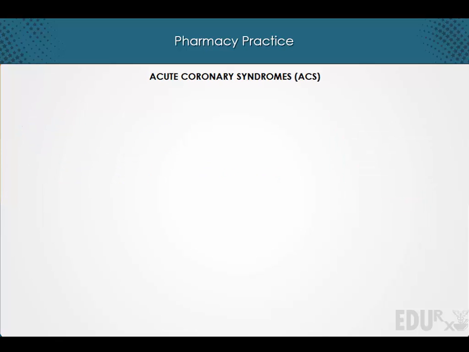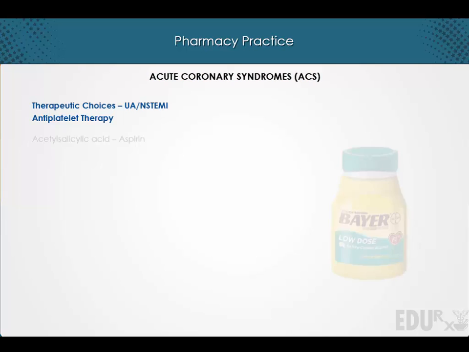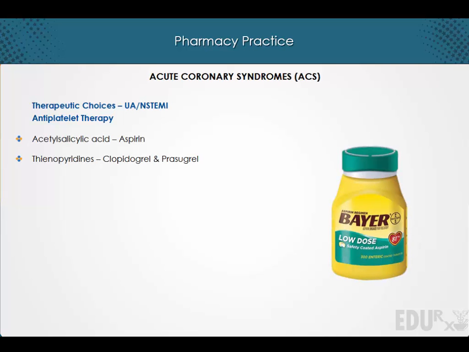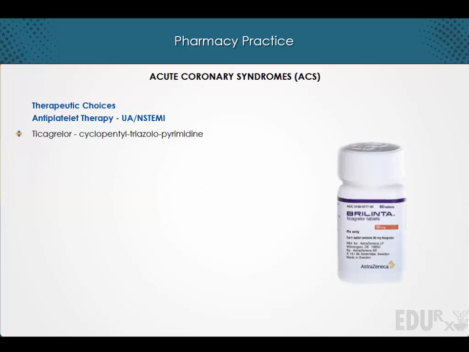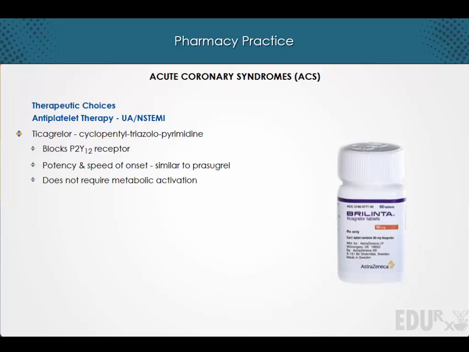Now, let's discuss antiplatelet and anticoagulation therapy. In this session, we shall discuss aspirin, the thienopyridines clopidogrel and prasugrel, and the cyclopentyl triazolopyrimidine ticagrelor. The cyclopentyl triazolopyrimidines also block the P2Y12 receptor. Ticagrelor has similar potency and speed of onset to prasugrel, but does not require metabolic activation.